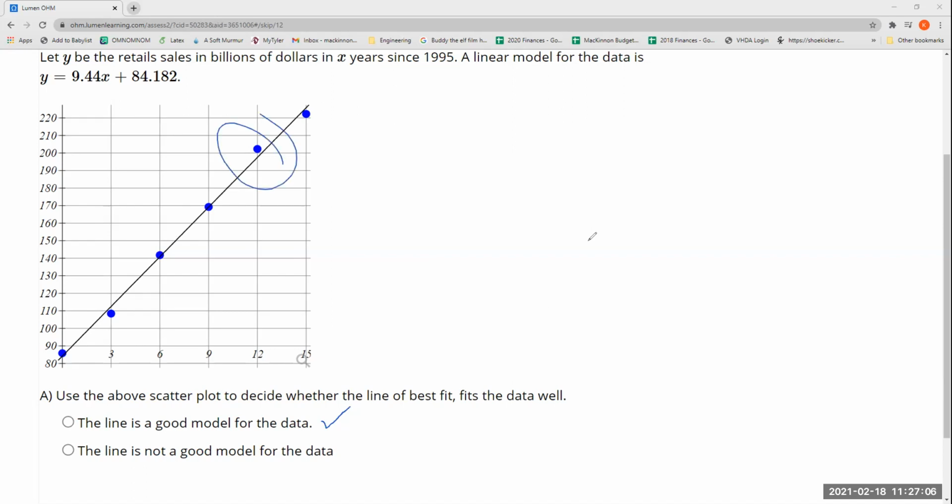Yeah, sure, this point is not on the line. Doesn't matter. This point's not on the line. It's close. It's fine. Now, a fair question would be, well, all right, fine. When is a model not a good fit for the data? Well, here's a perfect example. Let's suppose we had a relationship like this.